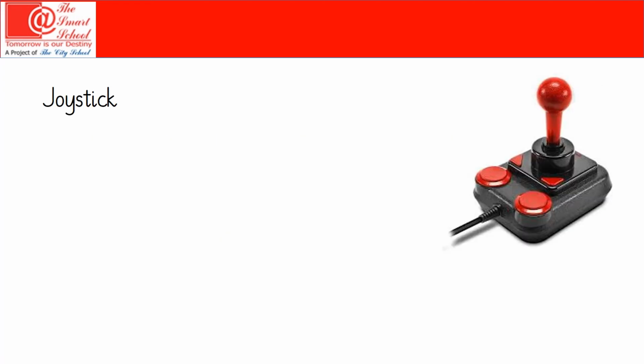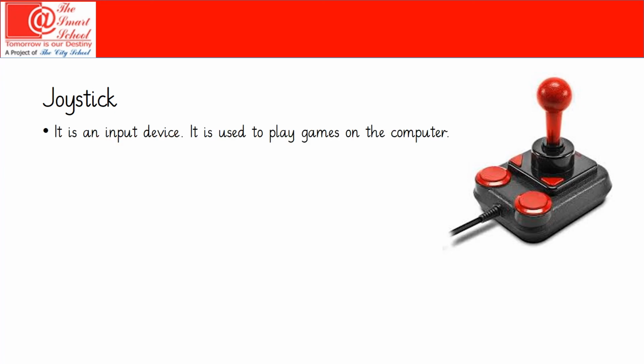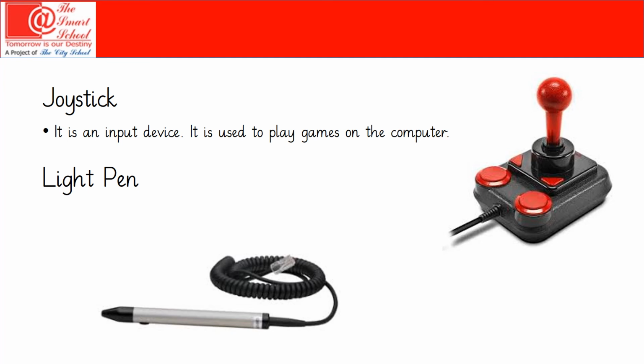Can you identify what is it? Students, yes, it is a joystick. Why do we use a joystick? We use joystick to play games. It is an input device. Now, can you tell what computer device is it? It is light pen. Can you tell why do we use light pen? We use light pen to select object on the screen.